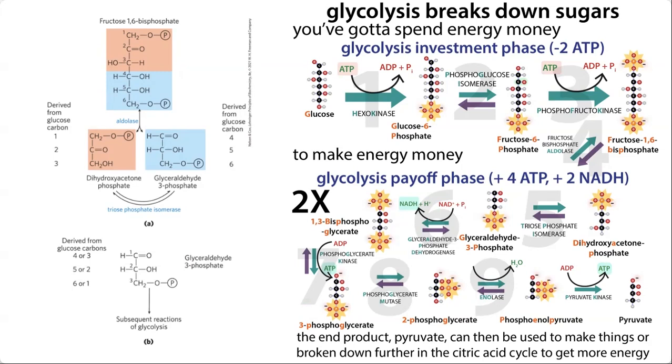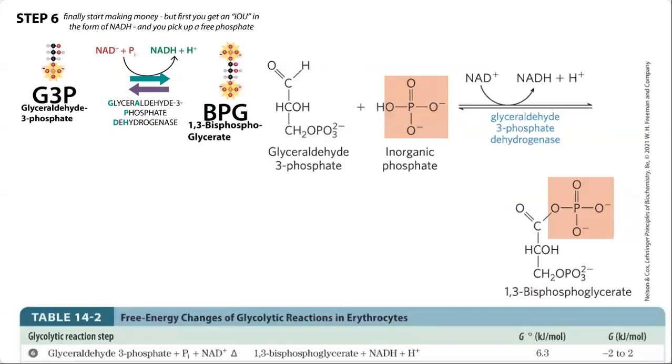And so you have these two equal parts, but now everything in this payoff phase is going to be doubled. Everything that happens down here, we're going to double it. That's why we get 2 NADH instead of just 1, because all of this is happening twice, because we split the 6-carbon molecule into 2 identical 3-carbon ones. Well, not identical at first, but then identical.